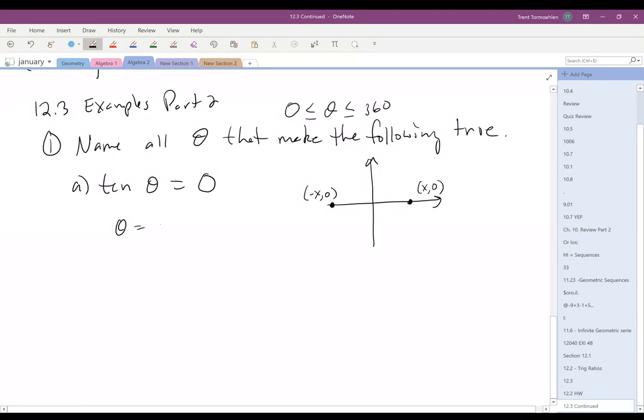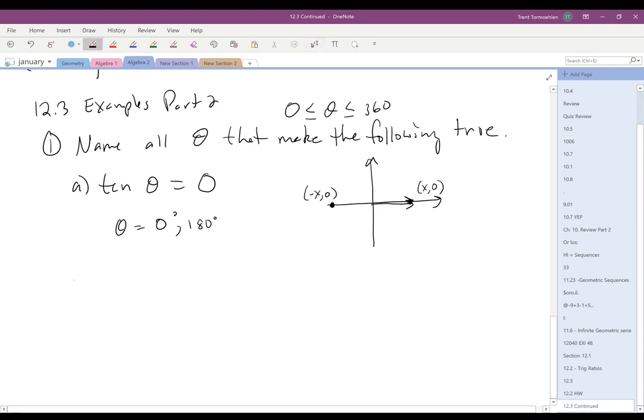And so one value that makes it true is theta equal to 0, right? When we have this line, our coordinate is something comma 0, that's a 0 degree angle. And so when theta equals 0, tangent of theta equals 0. The other place is 180 degrees, right? Even though the x value is going to be negative here, 0 divided by a negative is still 0, so it can be 0 or 180 degrees.